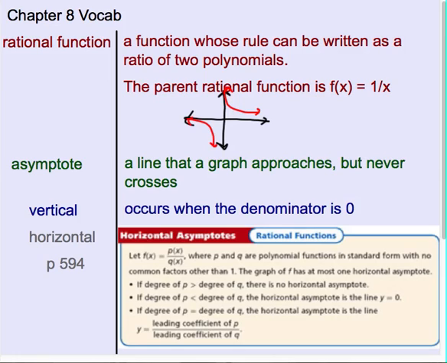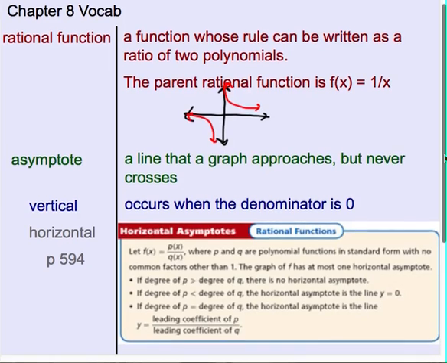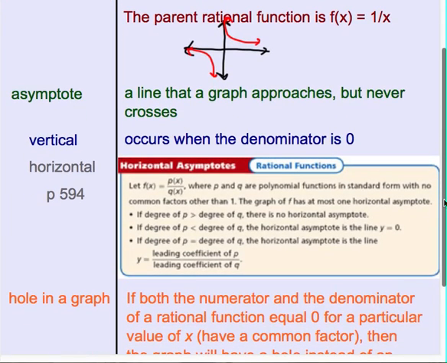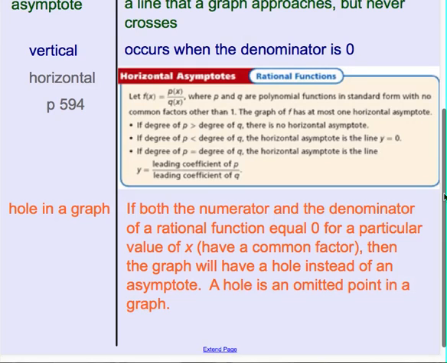So how to find our asymptotes? To find a vertical asymptote, it occurs when the denominator is 0. So in our parent function, when x equals 0. Horizontal asymptote is a little bit more complicated. So let's say we have a rational function, and all this is on page 594. I know it's a little bit blurry, so it might be hard to read.